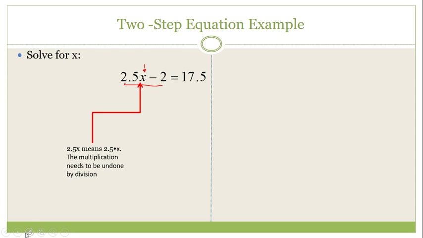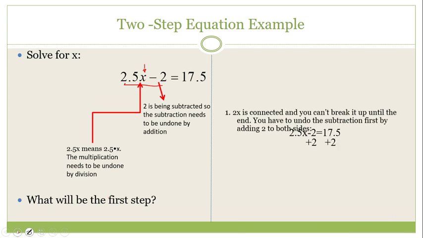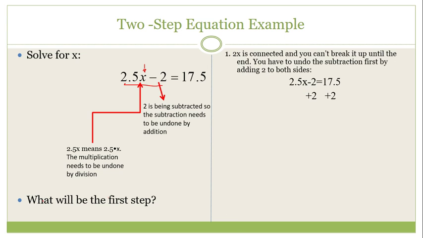So again, here's the variable. We can see what's being done to it. We talked about that. And then 2 is being subtracted, so that needs to be undone by addition. And then we have to decide what our first step is. There's a few ways to think about it. If you think about it like a picture, this 2.5x, they're right next to each other, that's a term. And where we have this minus 2, that's another term. Terms are things that are separated by pluses or minuses.